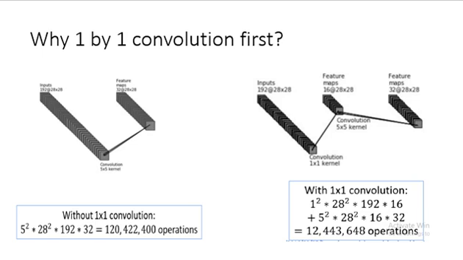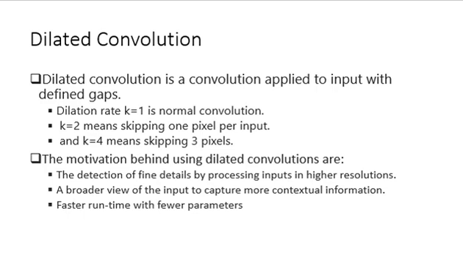So the second idea in the advanced CNN is dilated convolution. In simple words, dilated convolution is just a convolution applied to the input with defined gaps. With this definition given, our input is a 2D image. Dilation rate k equal to 1 is normal convolution, k equal to 2 means skipping 1 pixel per input, and k equal to 4 means skipping 3 pixels per input. It is best to see the figure below with the same k values.